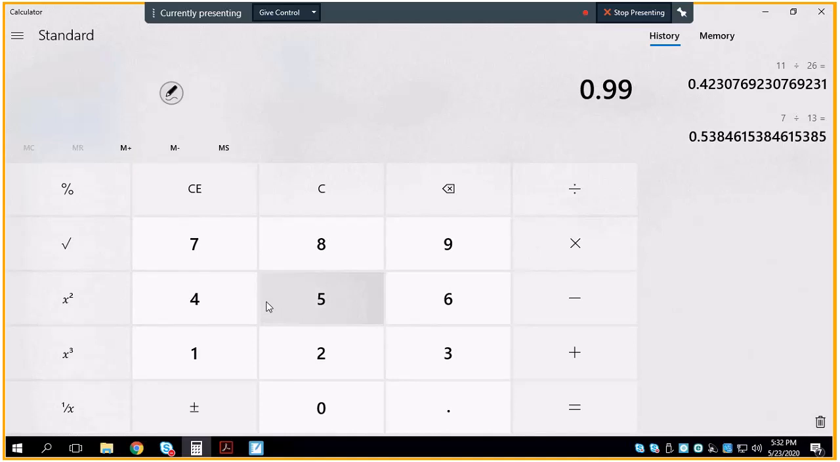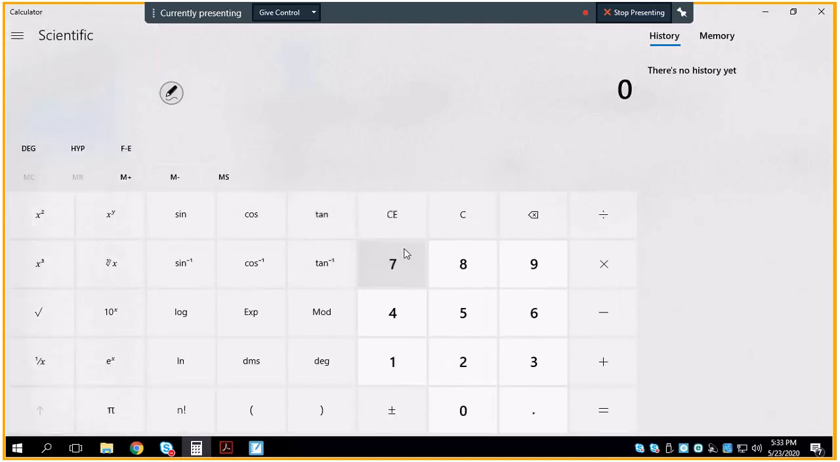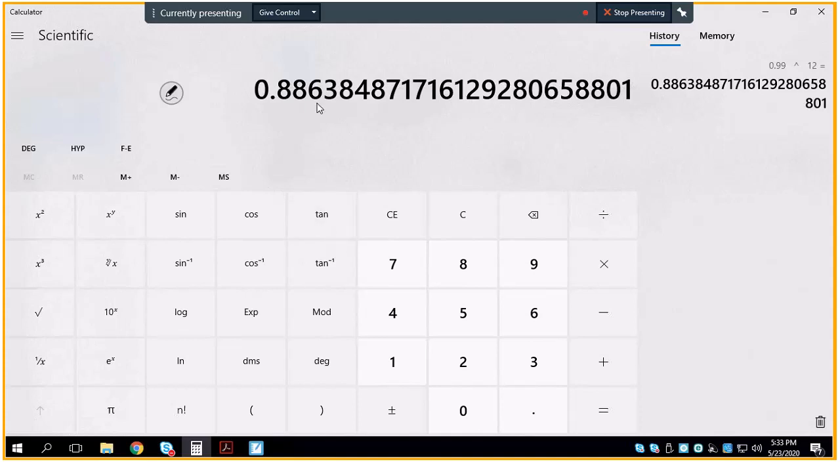0.99 to the power 12. Let me get all the symbols, and then I do to the power 12. So this number rounded to 4 decimal places is going to be 0.8864.